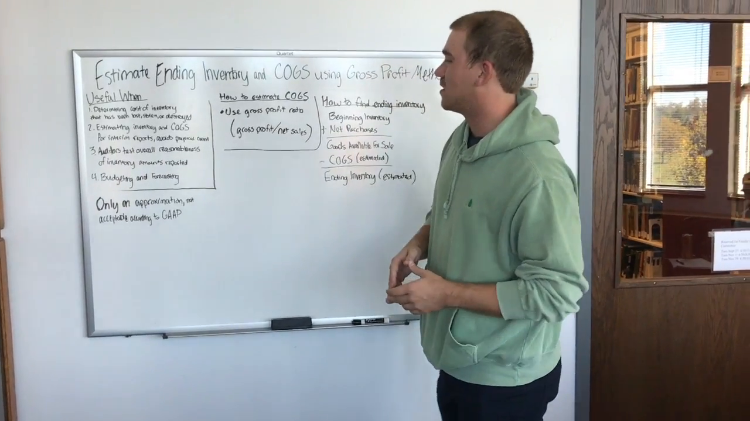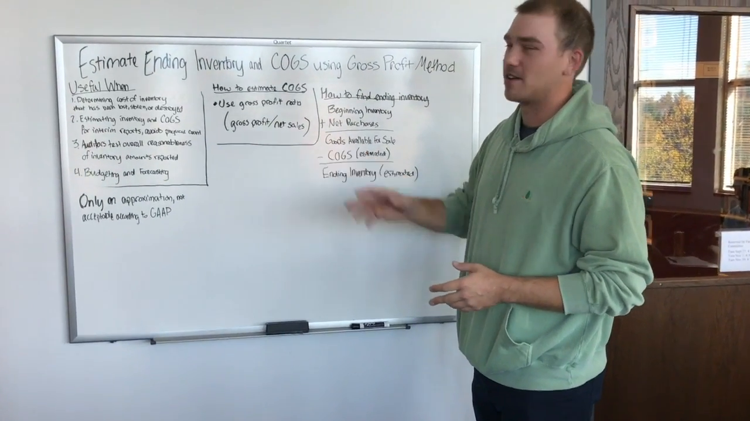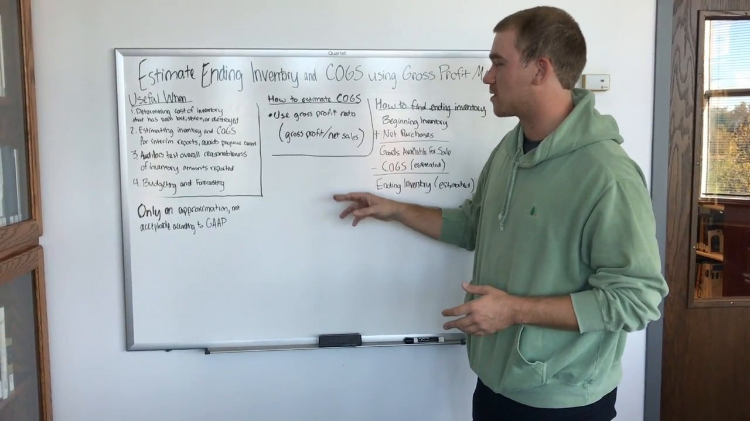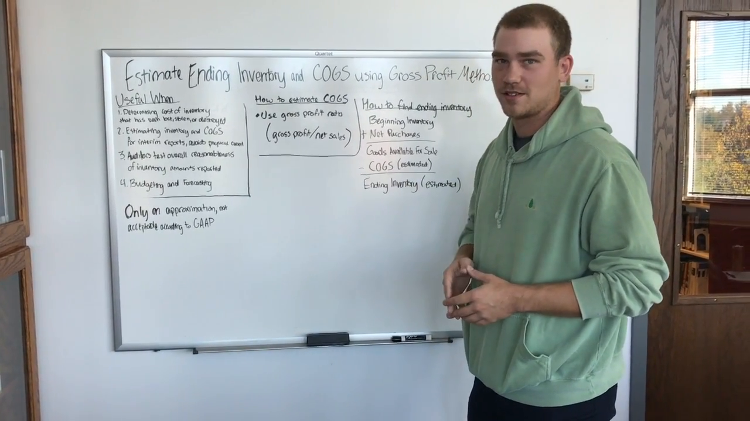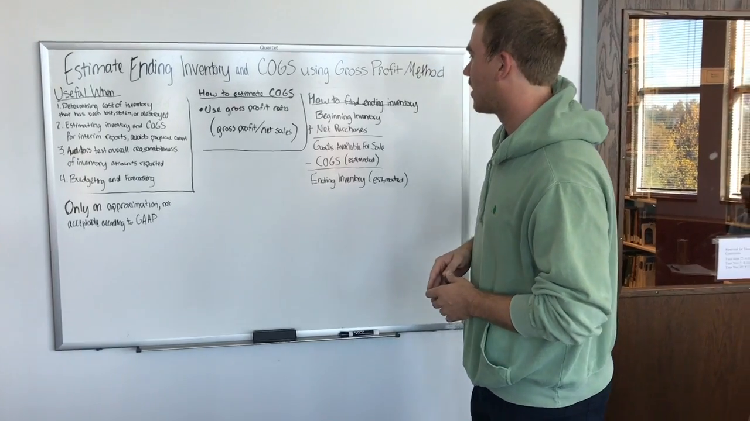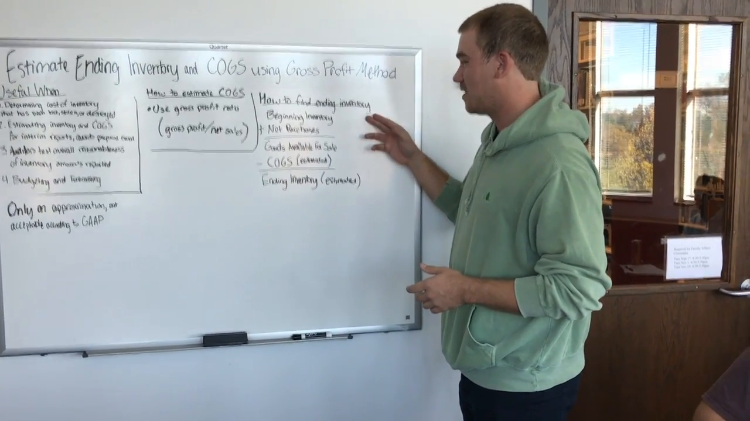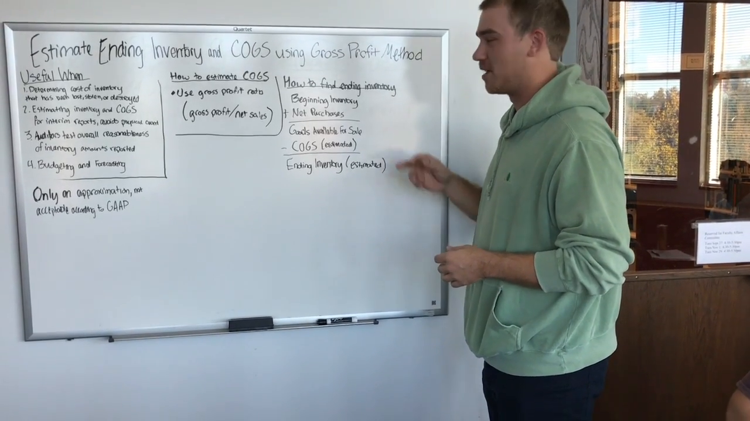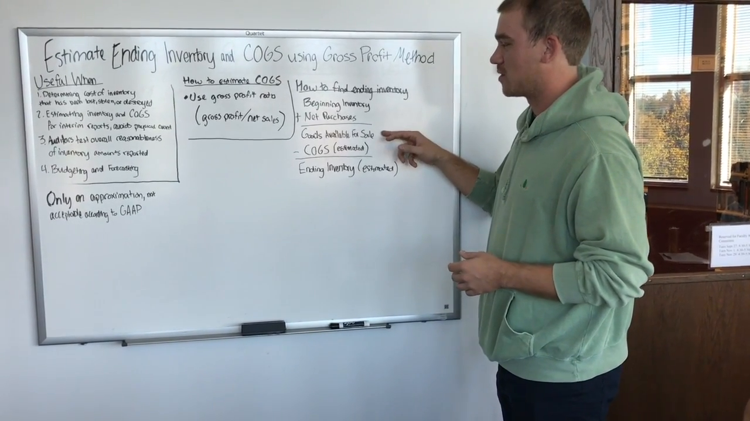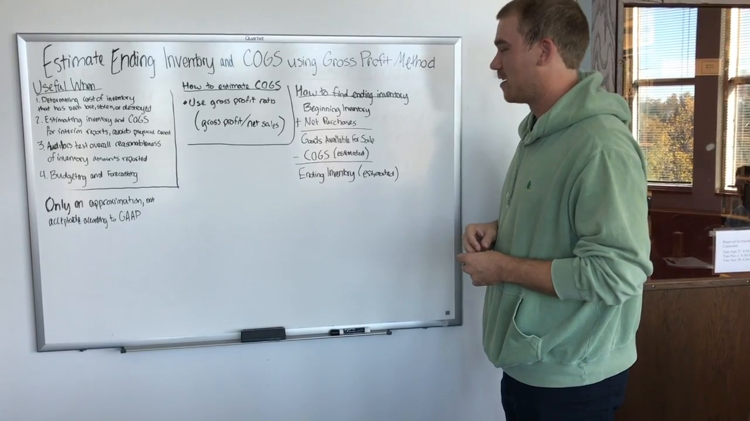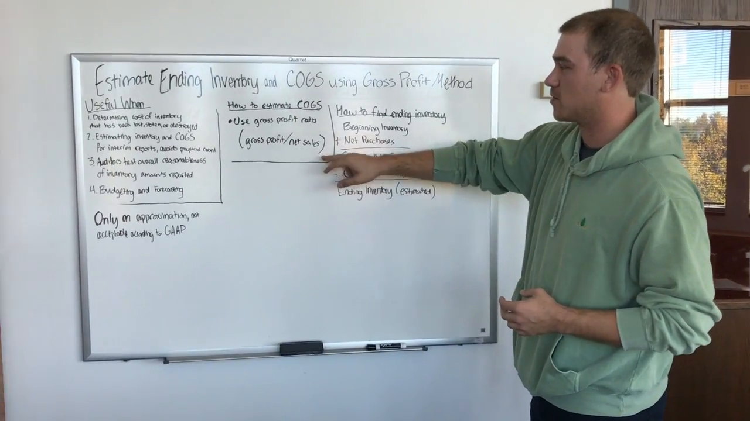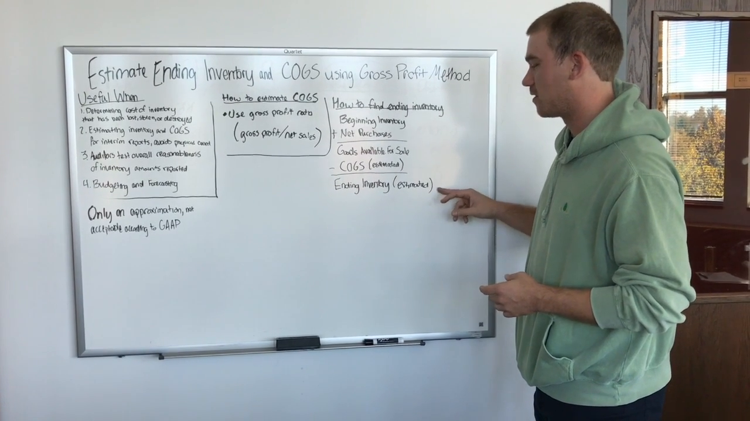So the first thing you need to do to find this is estimate the cost of goods sold. To do that, we use the gross profit ratio, which is gross profit divided by net sales. Once you find that, you can find the ending inventory. You start with beginning inventory, add your net purchases, and that gives you your goods available for sale. Then you subtract your estimated cost of goods sold that you found using the gross profit ratio, and that gives you your ending inventory.